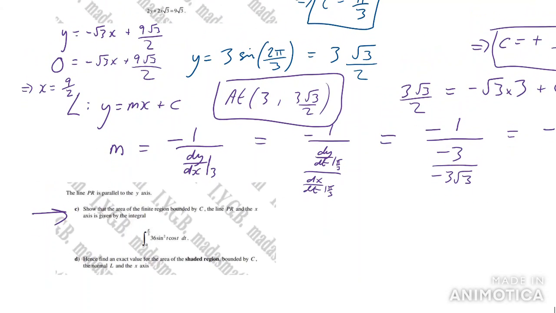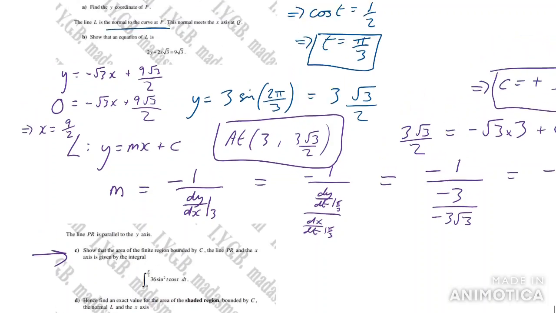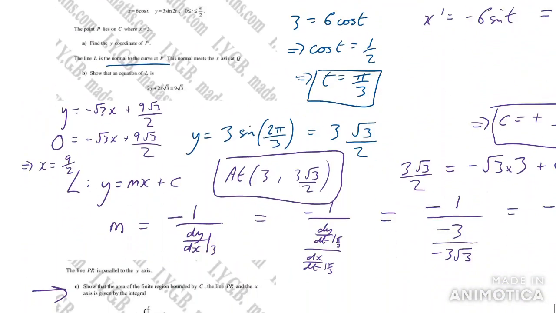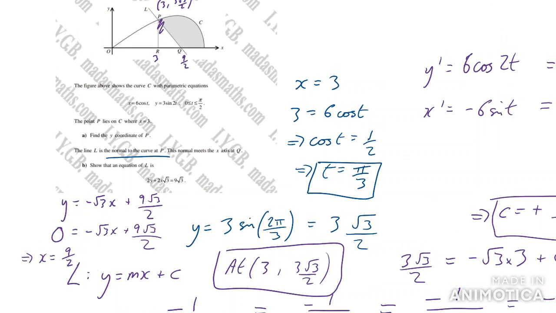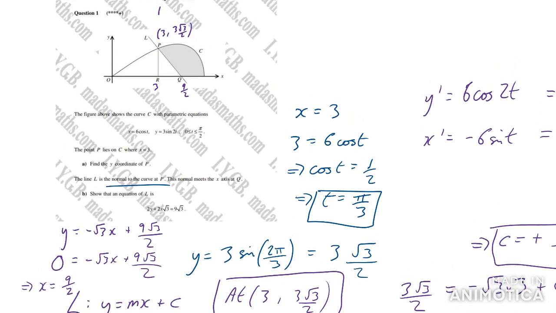So, okay, part C is just find the area, this whole bit, including that. So how do we find that area? Well, we need to know the limits we're integrating between. And we know that at this point P, we found that t is equal to pi by 3.